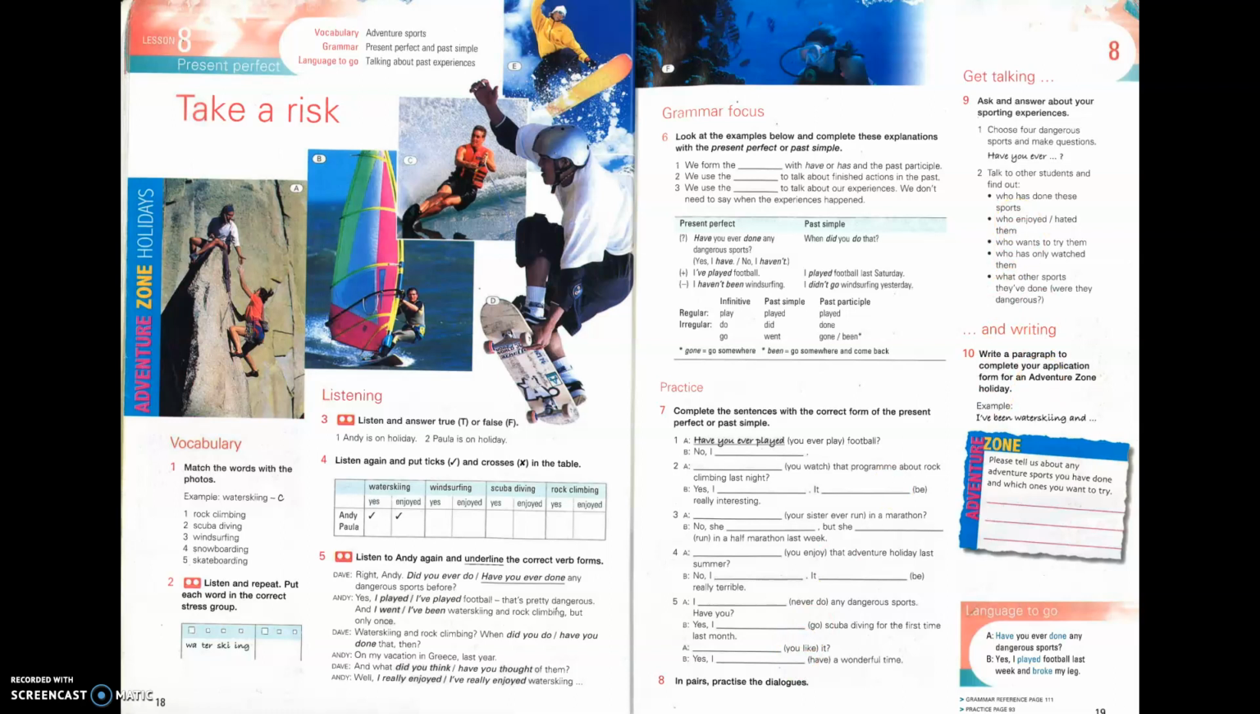So where's the context for the grammar? Here it is. It's a listening. So there's some extra skills practice and there's some vocabulary, and the topic is about extreme sports and taking risks. So it's a nice topic for the students to discuss. Let's have a look at how we can start the lesson.